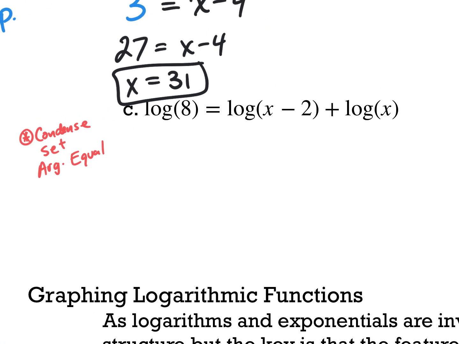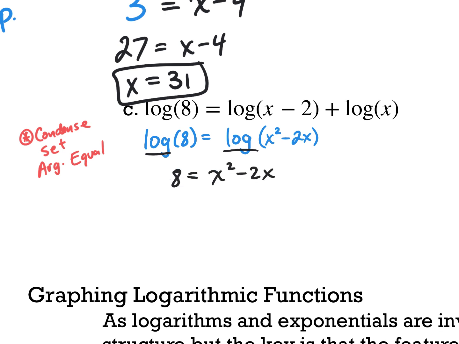extraneous solution. So what I'm going to do, I'm going to write this as log of 8, nothing changes on the left. And on the right, I'm going to condense these to a single logarithm. Because those logs are being added, I can multiply those arguments. And if I have the log of something on one side and it equals the log of something else, I can just make those quantities equal to each other. Well, now we have a quadratic. So we will set it equal to 0 to solve.